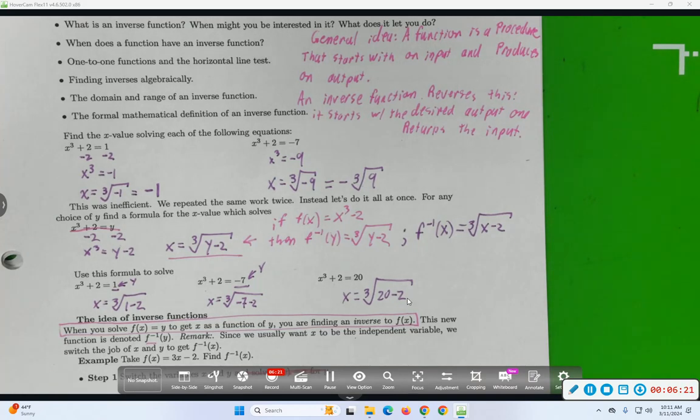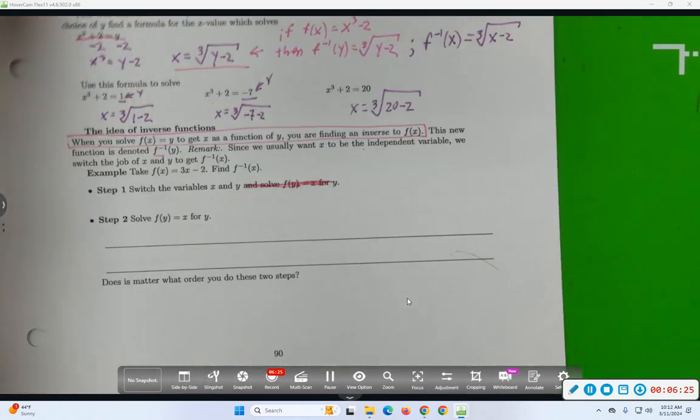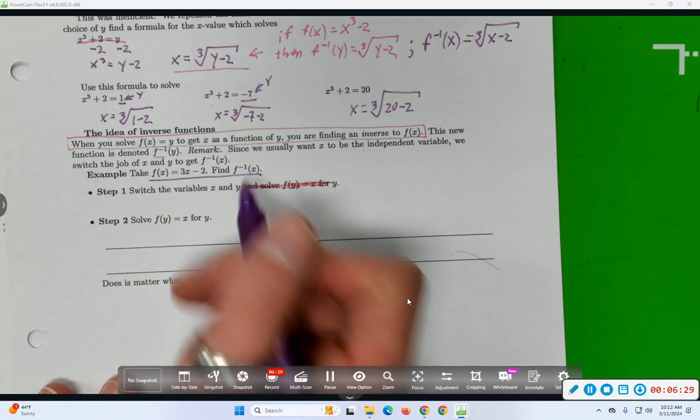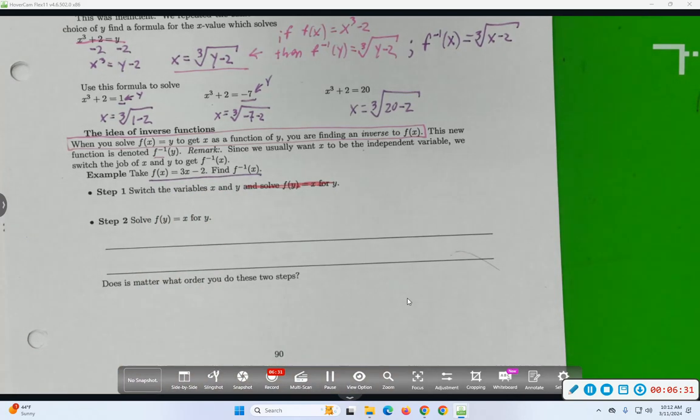So let's see this in practice. Let's find an inverse function. Here is a function, f of x equals 3x minus 2. Let's find the inverse. I'll follow these steps, and then we'll see if we could swap the order of them if we wanted to.